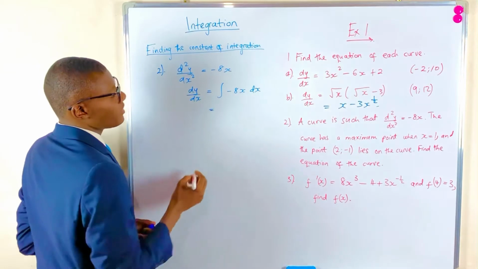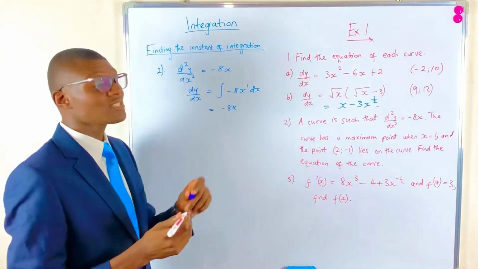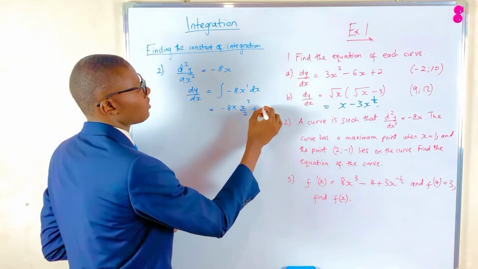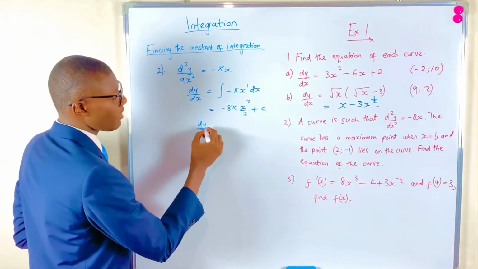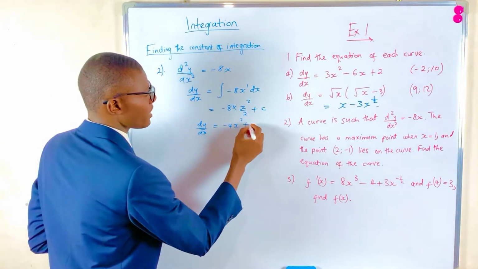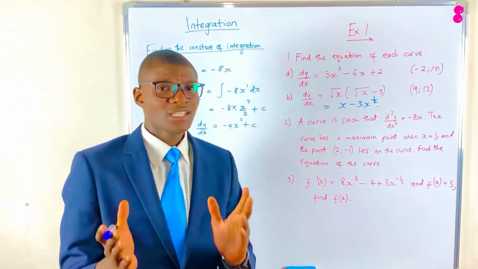And this would be equal to minus 8 times the integral of x to the power of 1, that will be x to the power of 2 over 2, plus c being the constant of integration, such that dy by dx would be equal to minus 4x squared plus c. But what are we told? We've got a condition, right?